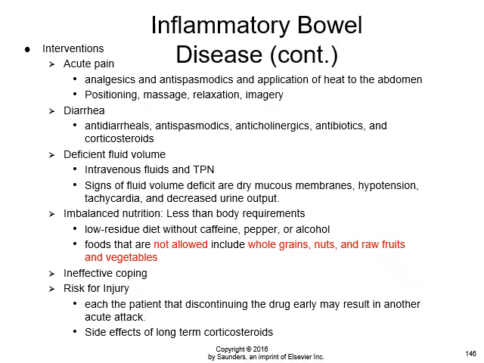So for treatment, we would give analgesics for pain, antidiarrheals for diarrhea, hydrating the patient, and then for nutrition we would give them low residue diet without caffeine, pepper, or alcohol. And then foods that are not allowed include whole grains, nuts, and raw fruits and vegetables.